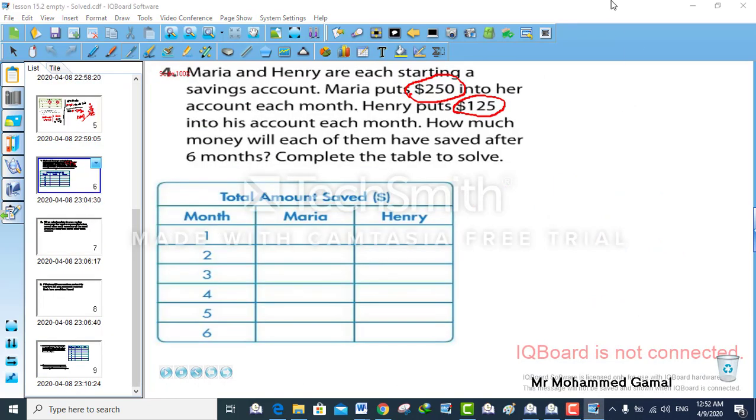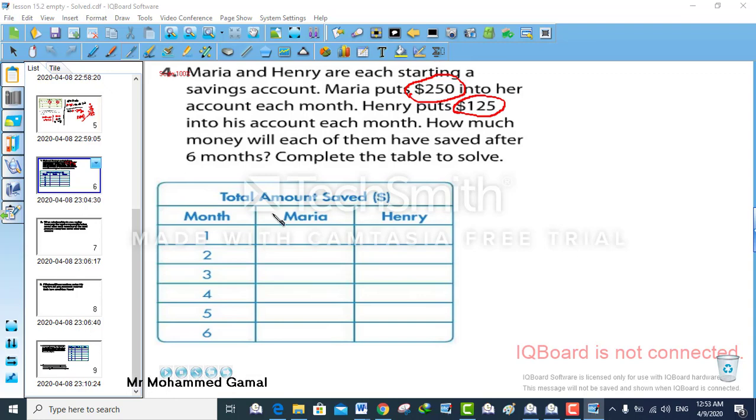Question 4. Maria and Henry are each starting a saving account. Maria puts $250 into her account each month. Henry puts $125 into his account each month. How much money will each of them have saved after 6 months? Complete the table to know.